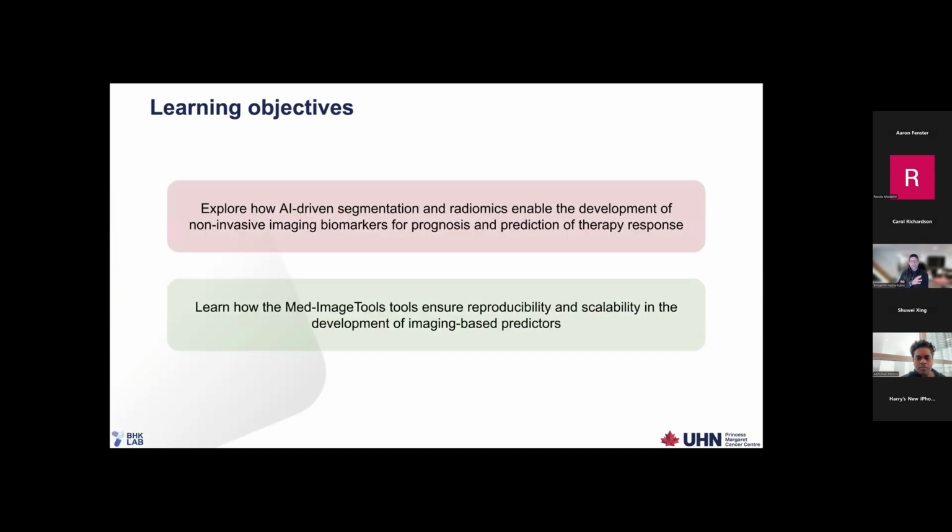What I would like to leave you with is really this concept of AI-driven segmentation in radiomics to enable the development of non-invasive imaging biomarkers, and also how to use some of the software that we developed in the lab to hopefully develop radiomics biomarkers that are a bit more robust.